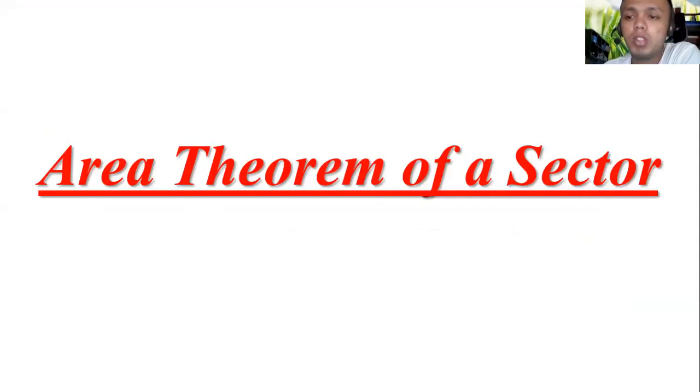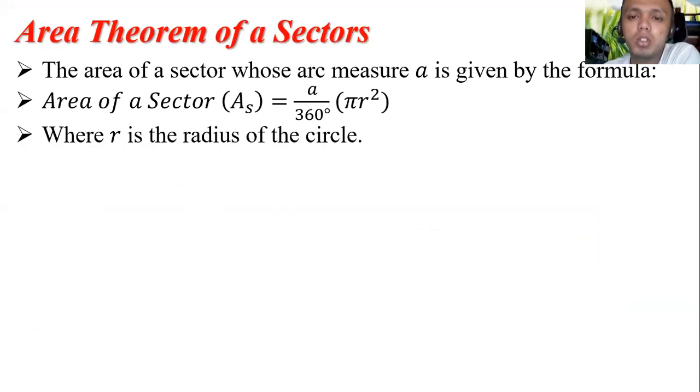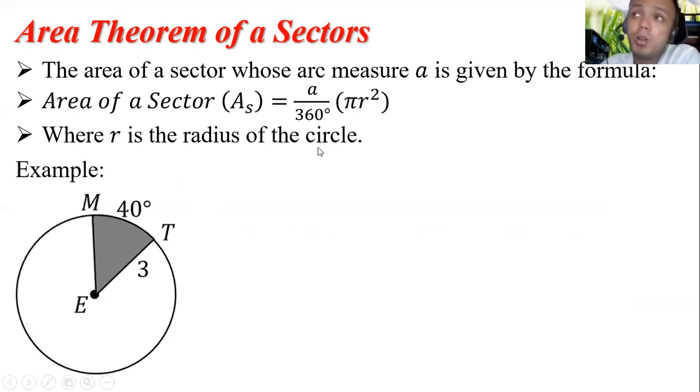So today we'll discuss the area theorem of a sector. The area of a sector whose arc measure A is given by the formula: area of a sector, A sub S, equals A over 360 degrees times pi r squared, where r here is the radius of the circle.